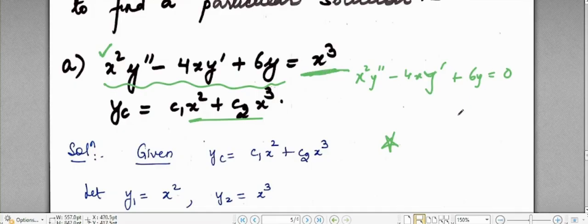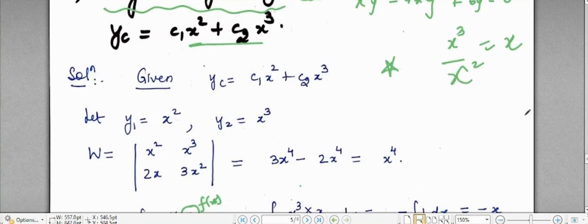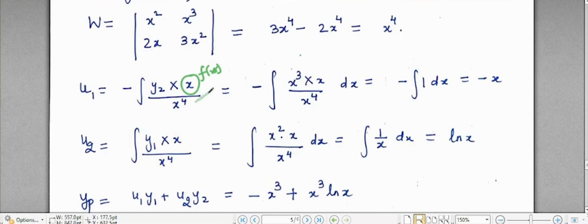So the right hand side won't be x cube, it would be x cube divided by x square. So that makes it x. So you can see that I have taken x here, not x cube. So keep it in mind that in the formula minus integral y2 into right hand side upon w and integral y1 into right hand side by w, the right hand side has to be figured out from the equation in standard form, and the standard form has the coefficient of y double dash as unity. If it's not unity, you'll have to make it unity by dividing by its coefficient and then figuring out what the right hand side is.